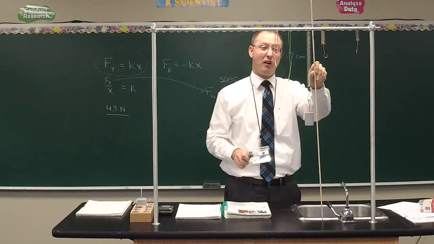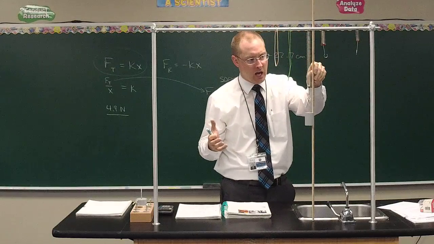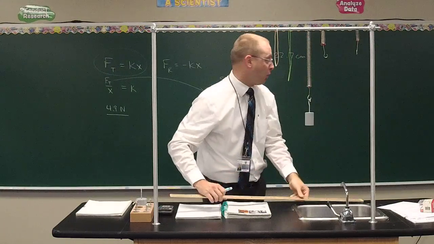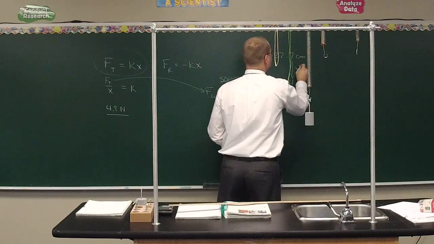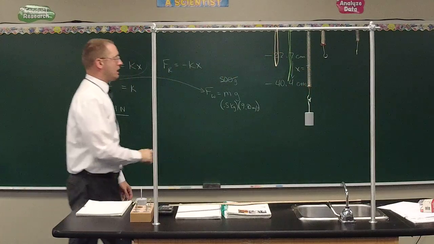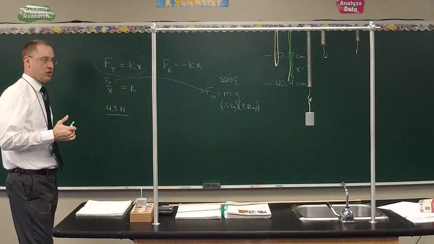Now, there's the chance that the ruler is not perfectly vertical. And if it's slightly off, that's going to mess with the math a little bit. But we're not trying to break any new ground here necessarily. I think it's accurate enough. 40.4 centimeters to the stretch point. What is x then? If it goes from a 22.7 mark to a 40.4 mark, what is the stretch in the spring?